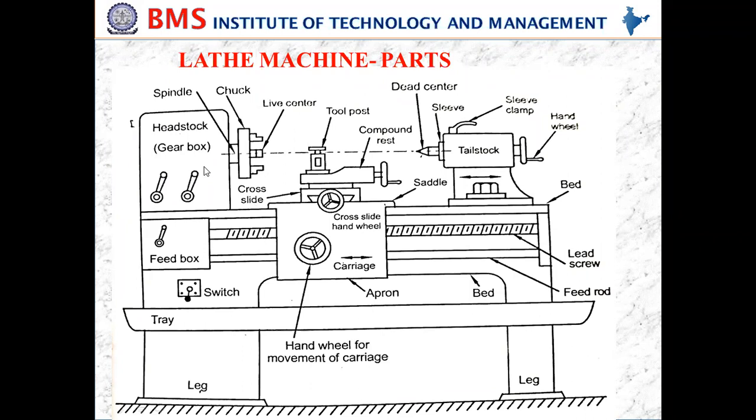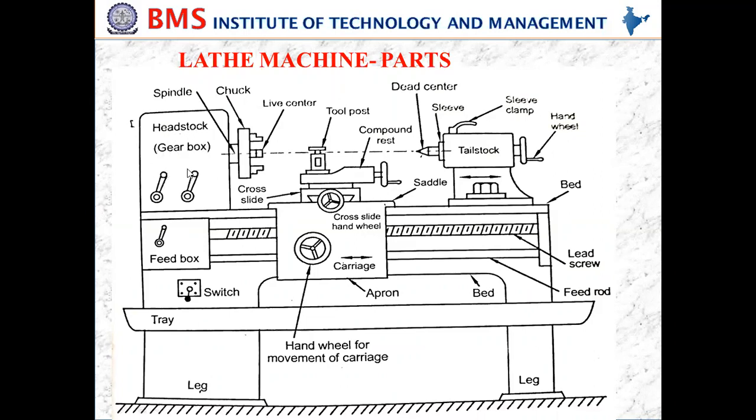So the headstock, also called the live center, is mounted at the left end of the lathe bed, and it contains the gears and pulleys. That's why you see here, I mentioned the gearbox. So the gearbox is inside the headstock.